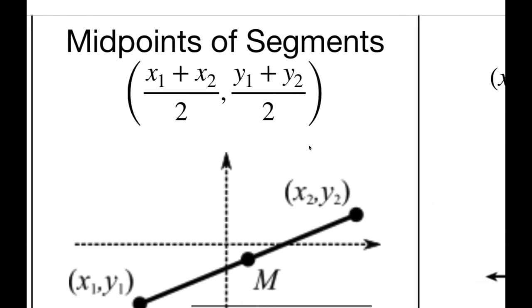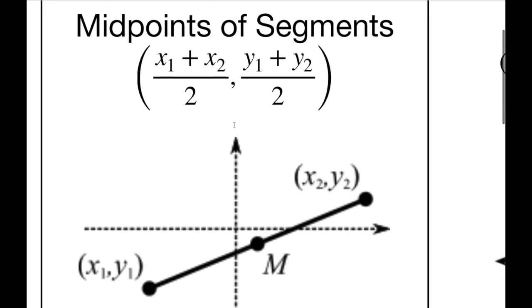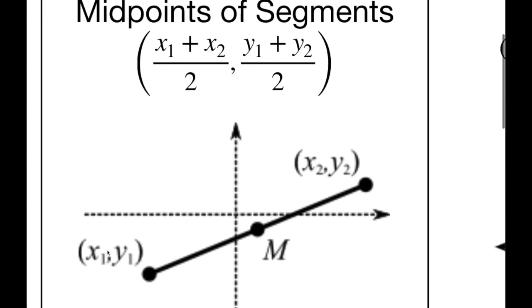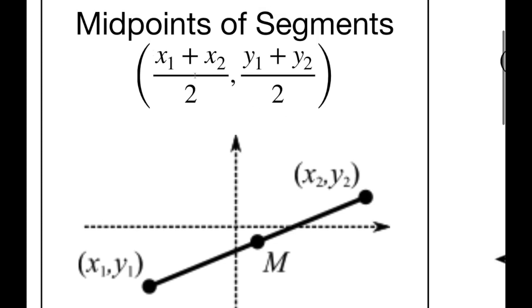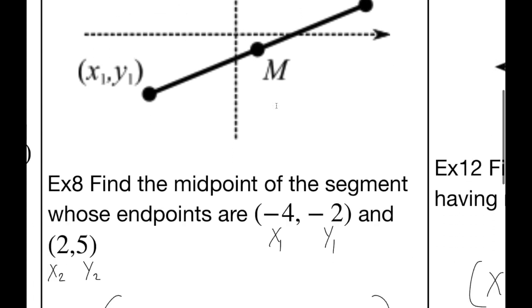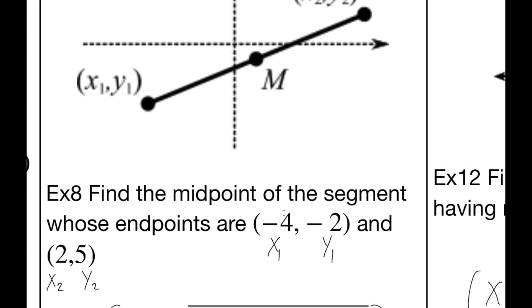Here's midpoints of segments. Here's another formula. If you have these two points, x1, y1, x2, y2, then what you can do is you can say the midpoint between the two is basically going to be the average of the x's and the average of the y's. So x1 plus x2 over 2 and y1 plus y2 over 2. So if you want to find the midpoint, like before, the first best thing to do would be to just label these points x1, y1, x2, y2, so you're not trying to put them in the wrong place.